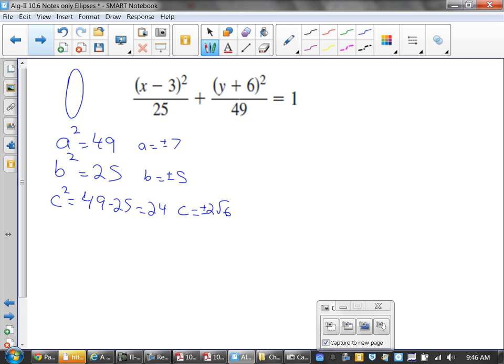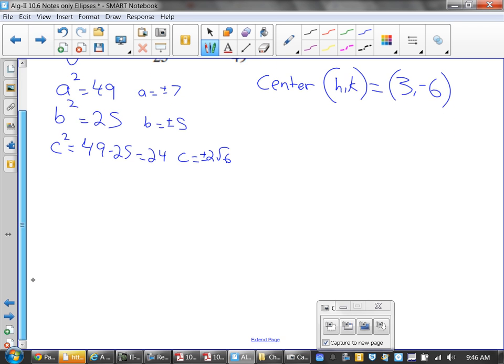What's my H and K? 3, negative 6. Good. So we know that our center is at H and K, which is 3, negative 6. You have enough information to do everything you need to know. Here's what happens. We start with our center.